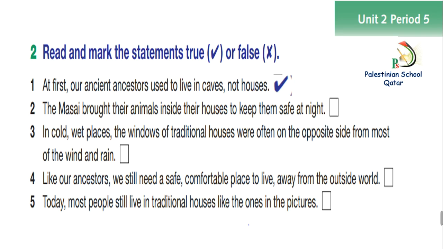Yes, it's true. Number 2, the Maasai brought their animals inside their houses to keep them safe at night. Of course not, because they didn't bring the animals inside the house. They brought them beside the house to be safe. Number 3, in cold, wet places, the windows of traditional houses were often on the opposite side from most of the wind and rain. Of course not.